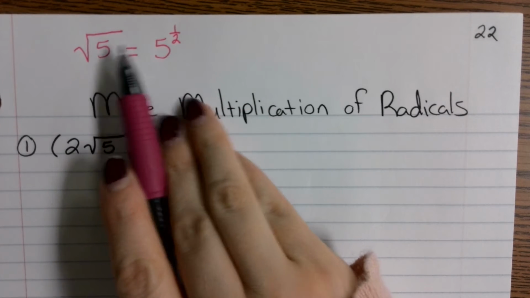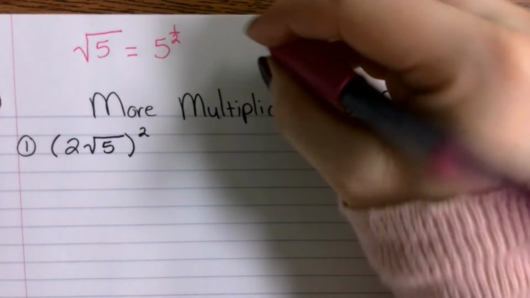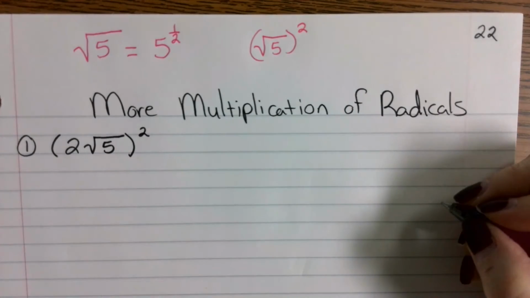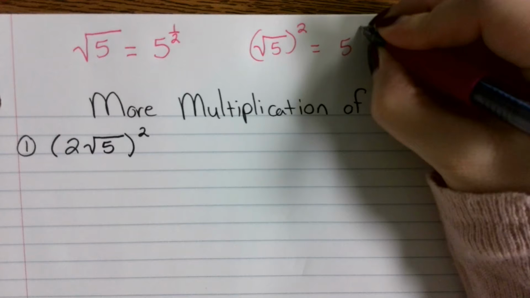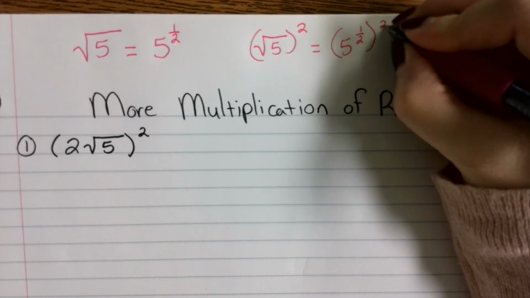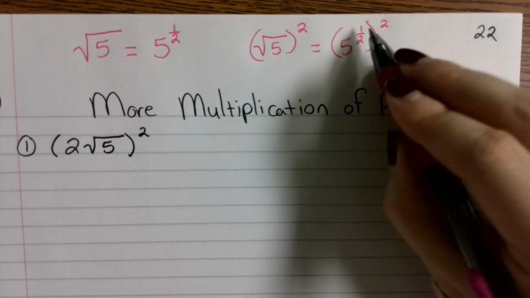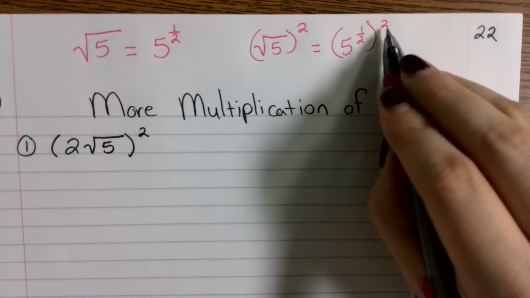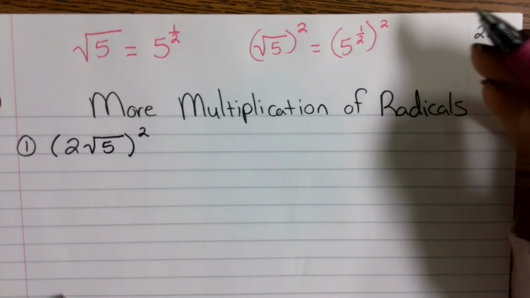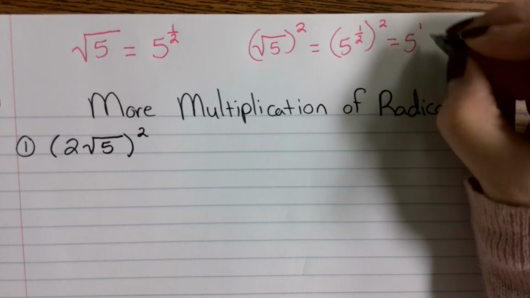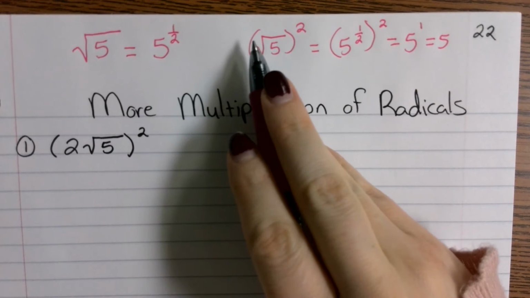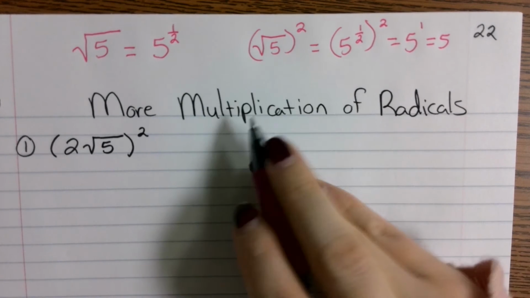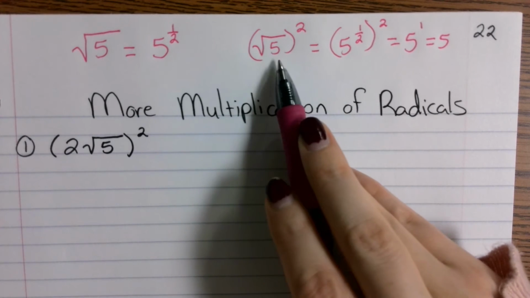So if I know the square root of 5 is 5 to the half power, then if I take the square root of 5 and I square it, that's essentially like saying I'm taking 5 to the half power and raising that to the second power, which means I'm really multiplying those two powers together. And if I multiply those two powers together, what do I get? What's a half times 2? 1. So this technically comes out to being 5 to the first power, or just 5. So the square root of 5 to the second power is just going to be 5. It's just the radicand by itself.